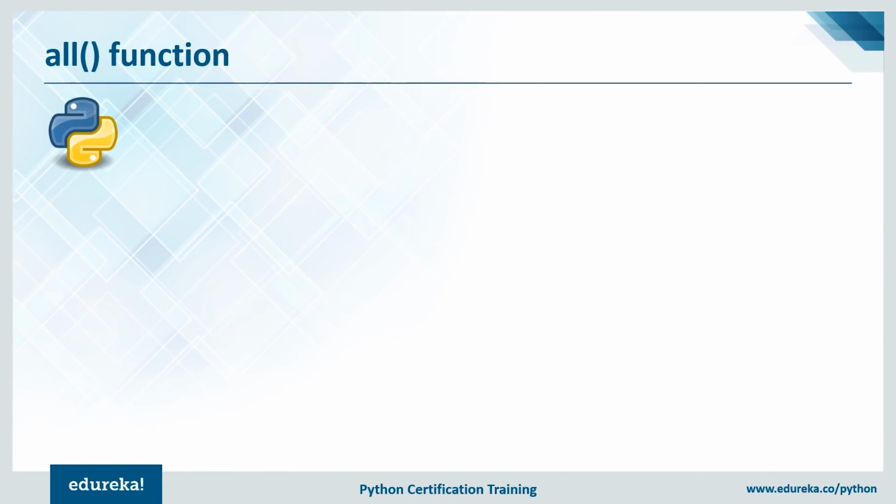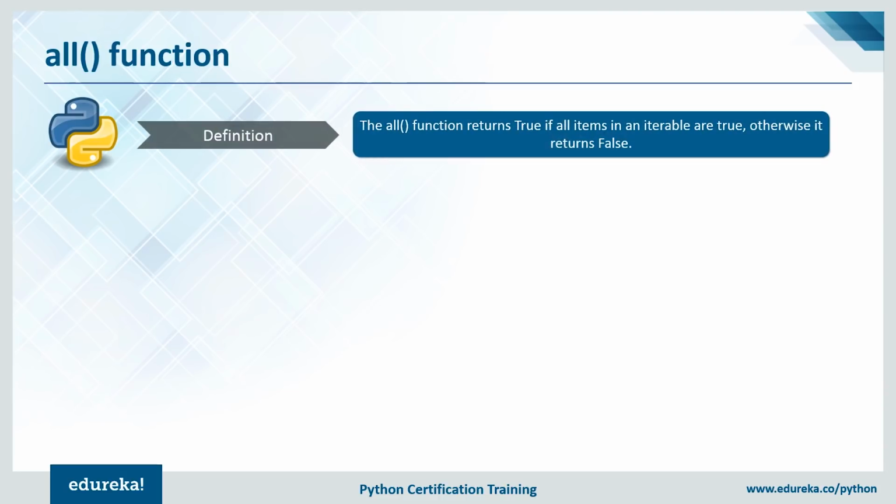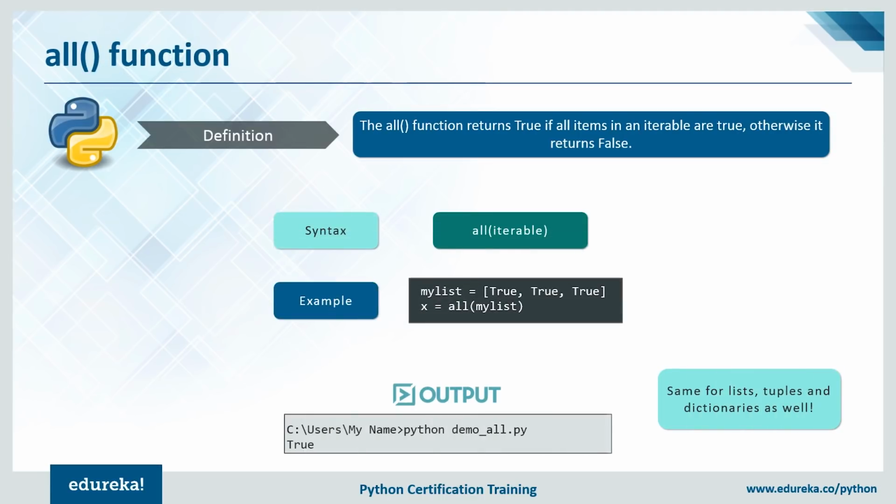So guys, the second function I have for you is the all function. The definition says this: the all function returns true if all of the items in an iterable are true. Otherwise, it returns false. But what are the iterable items we're talking about? It can be lists, tuples, and dictionaries as well. But you need to note one thing about the all function: if the iterable object is empty, then the all function will still return true. Let's quickly take a look at the syntax, the example and the output.